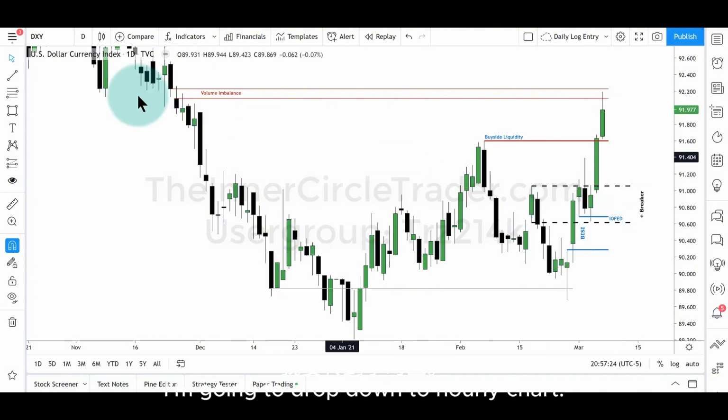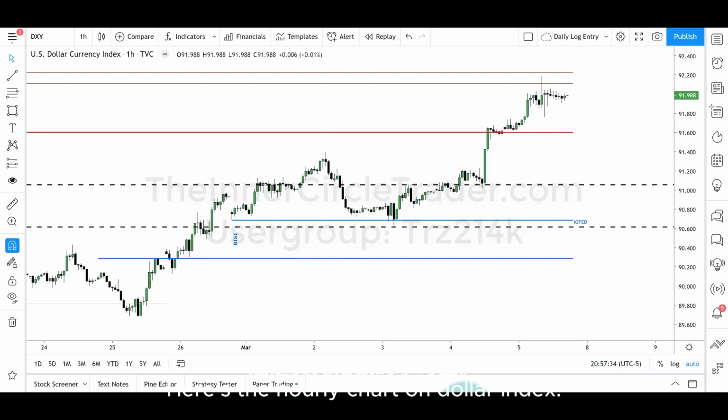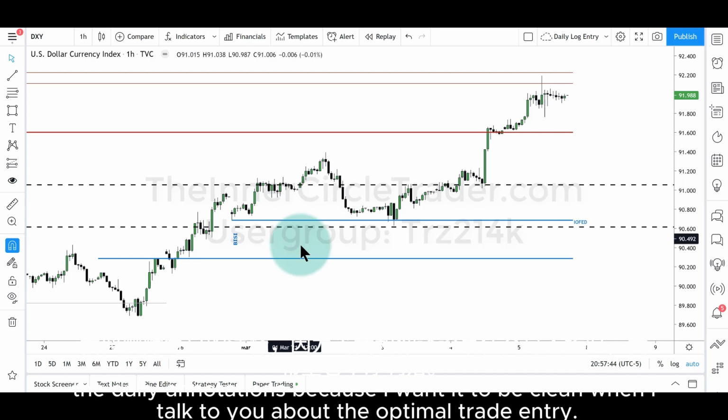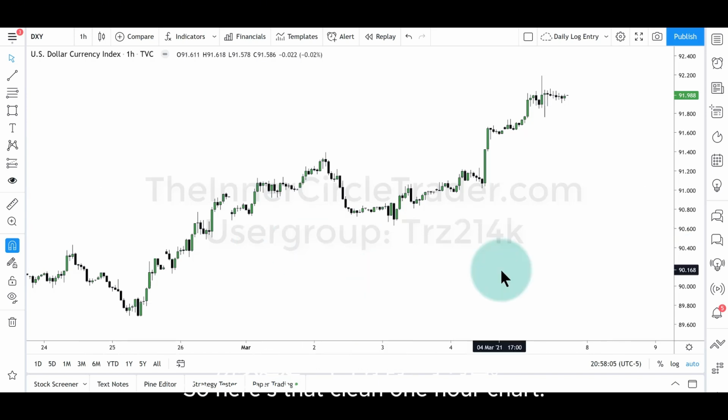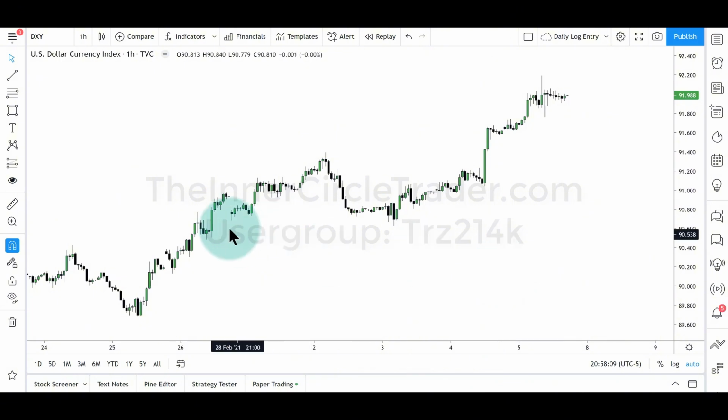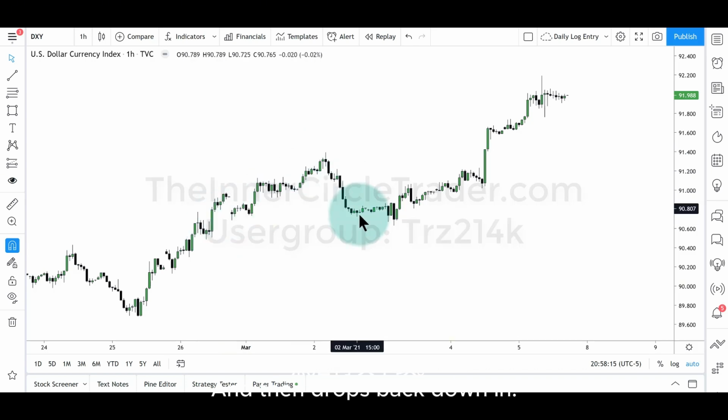We're going to drop down to an hourly chart. All right, here's the hourly chart on dollar index. And you can see the buy side imbalance in here and the breaker. Now I'm going to take off the daily annotations because I want it to be clean when I talk to you about the optimal trade entry. All right, so here's that clean 1 hour chart. Small little imbalance in here, trades down into that, rallies, and then drops back down in.